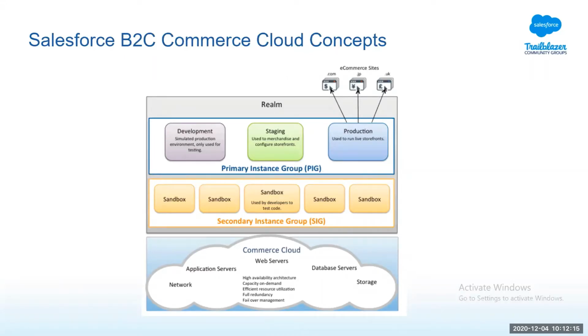Now we often have monthly releases, updates, feature updates from Commerce Cloud. So how this works is the updates are first released to the SIG instances, the secondary instance group, where the team has time to make sure that their code hasn't broken with the new features that have come in. And once that's done, it's all rolled out to the primary instance group.